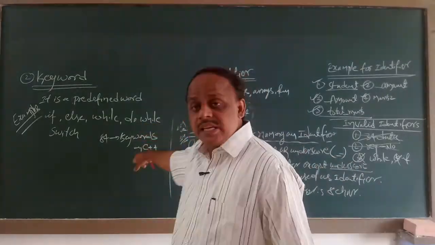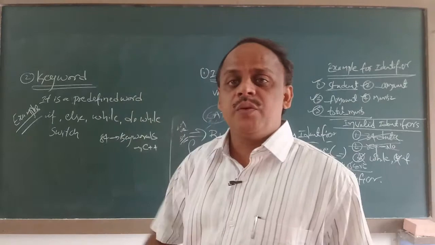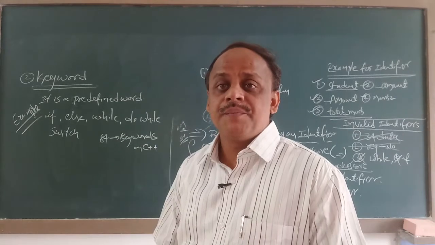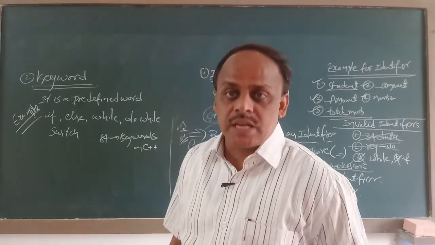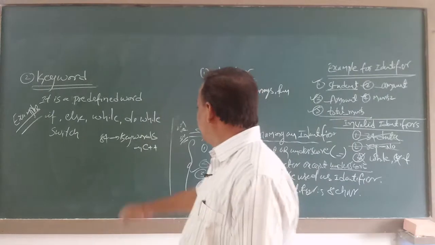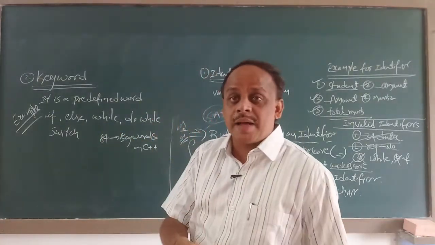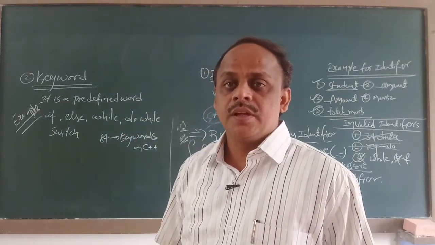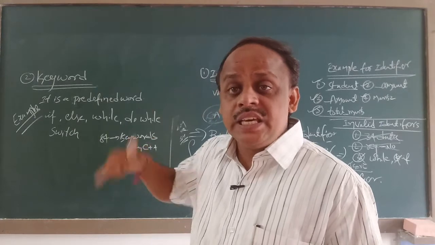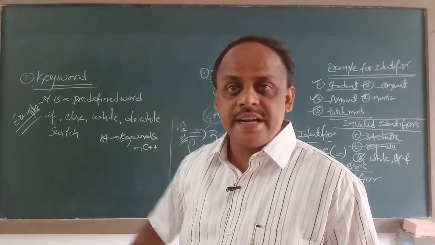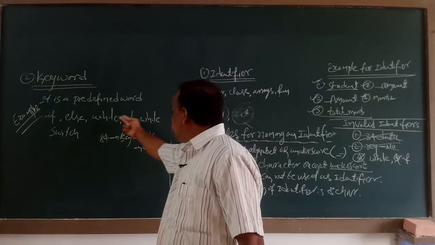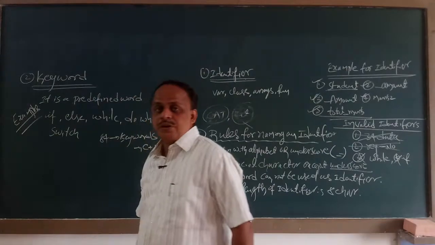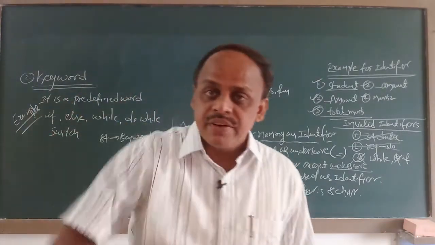Means in C++, some predefined words are there, and they are called keywords. What is the use of a keyword? It gives a special meaning to the compiler. When such keywords come in the program, the compiler is going to consider them as predefined words. And there is a rule, right? Keywords cannot be considered as identifier names. So these are the keywords, and they cannot be used as identifier names. So what this keyword does is, they are the predefined words.